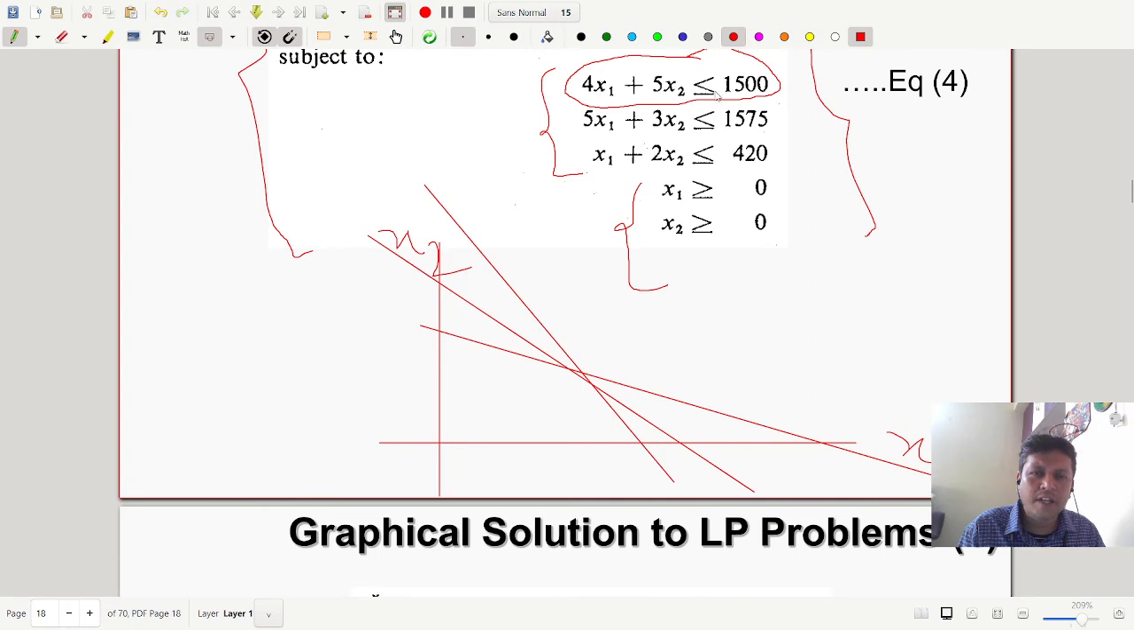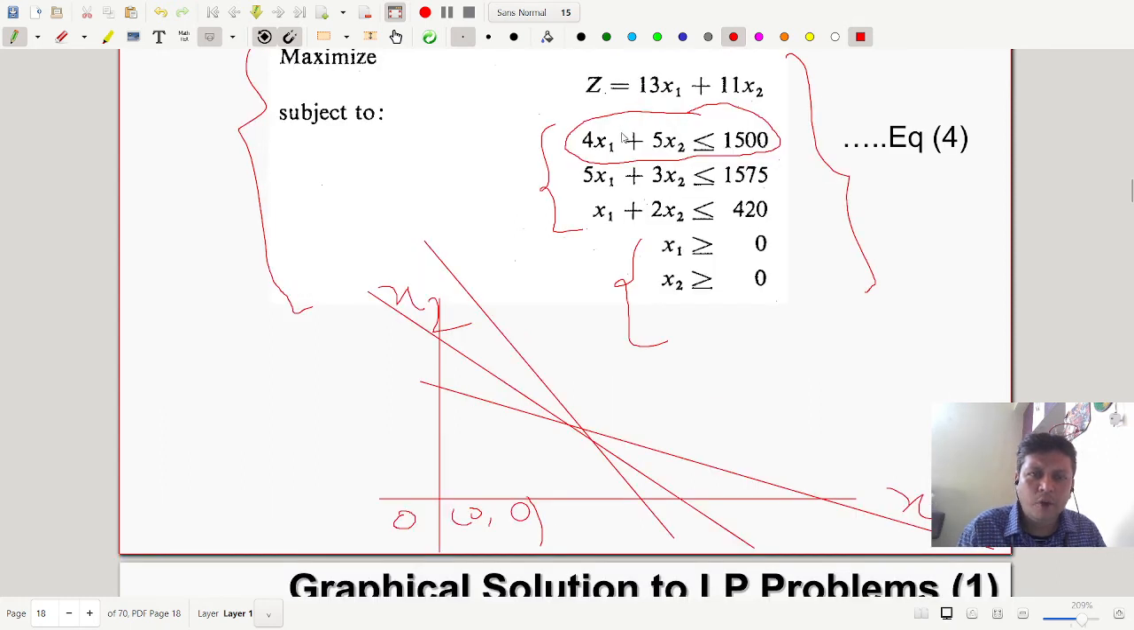If you put it, it includes the origin 0, 0. Its arrows will be towards the origin. Why? Because if you replace x1 and x2 by 0, that's going to be 0 less than or equal to 1500. So it's true and it satisfies. So its arrows will be directed towards the origin. Similarly, you can check the other constraints, which will be towards the origin. If it doesn't satisfy, it will be away from the origin.